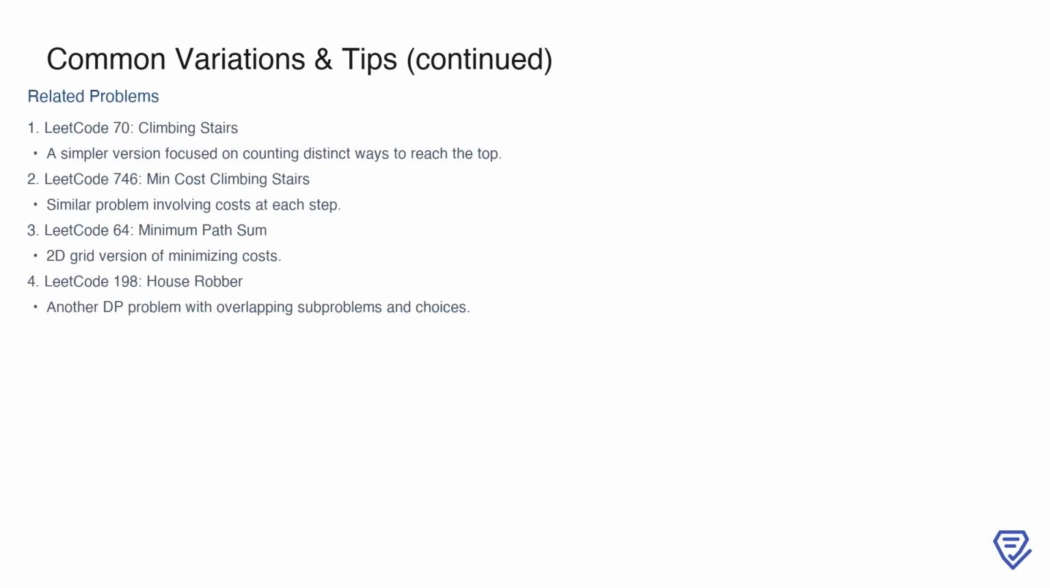Climbing stairs problems often connect to other related problems, which can provide additional practice and insights. For example, LeetCode 70, Climbing Stairs, is a simpler version that focuses on counting distinct ways to reach the top without considering step costs. LeetCode 746, Min Cost Climbing Stairs, is the problem you're working on, where costs at each step play a role. LeetCode 64, Minimum Path Sum, extends this idea to a 2D grid, where you minimize costs while traversing from the top left to the bottom right corner.